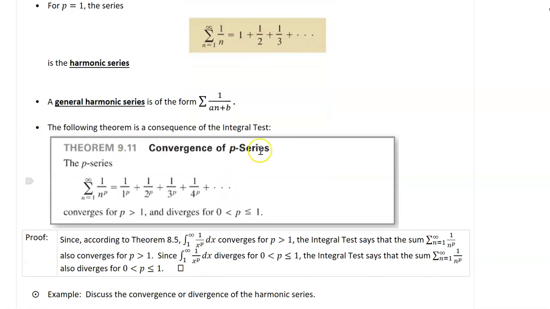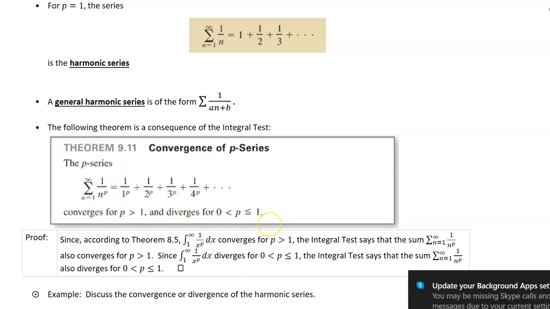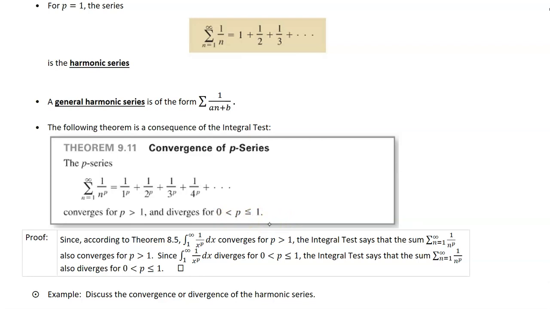Now this p-series test is a consequence of the integral test, and you can see that proof written out here if you want to pause the video and read through that. I'm not going to go into it in detail, but it is a consequence of the integral test. And it says that if p is greater than 1, then this p-series converges, and it diverges for p between 0 and 1. So notice that if p is equal to 1, this whole series has to diverge. It converges for p greater than 1. It diverges for p between 0 and 1.